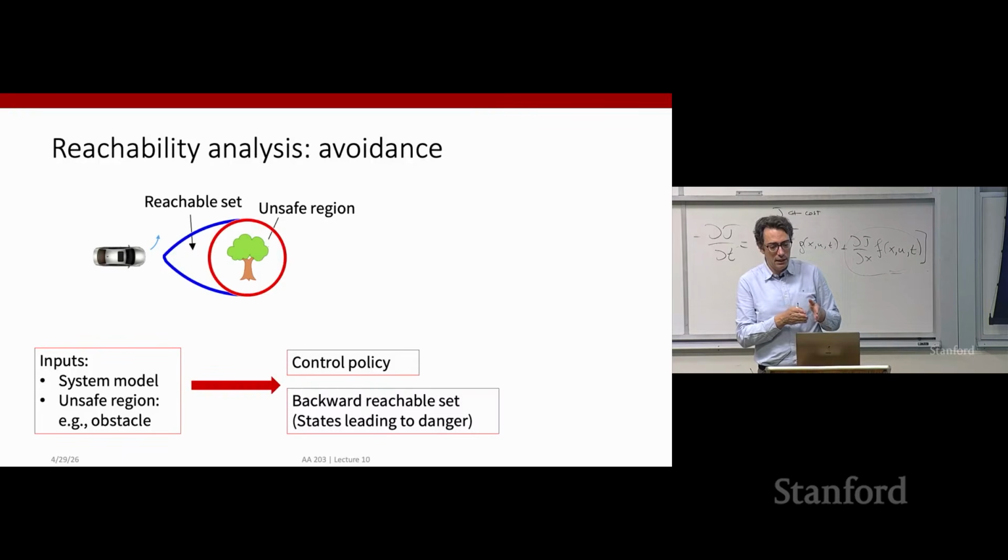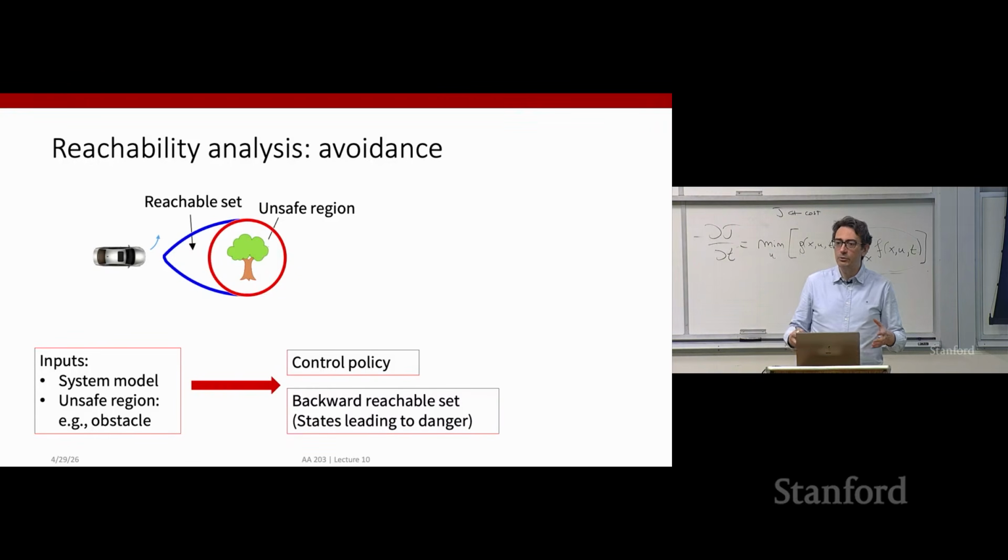So again, the backward reachable set is a set of states such that the trajectory that starts from this set can reach some given target set. Now, depending on how you interpret the target set that you want to reach, you have different flavors of backward reachability. In particular, the target set could be something that you want to avoid.